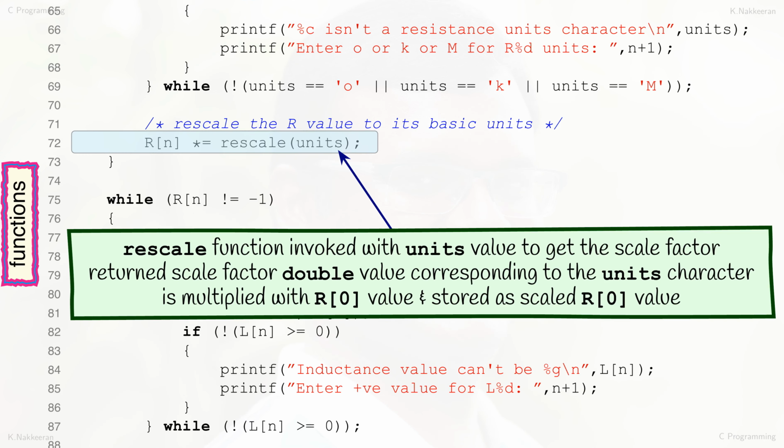Line 72 is an arithmetic assignment statement that rescales the first element of the R array with the double scale factor returned by the rescale function, which is invoked with the input load resistance units character value. Thus the input load resistance value in R[0] is rescaled to the base unit's ohm value that can be used for the impedance calculations.